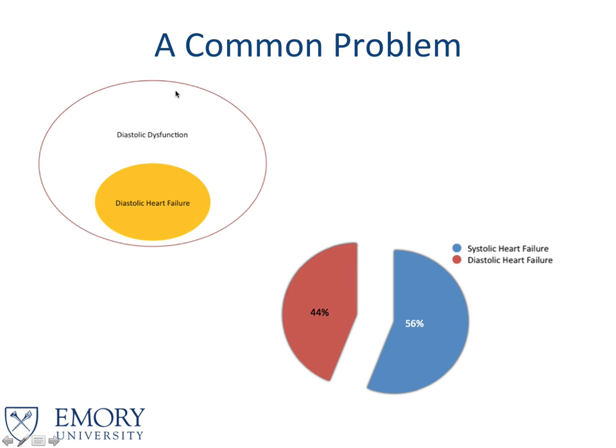So, it's a common problem. Notice that diastolic heart failure is only a fraction of diastolic dysfunction. And notice that systolic and diastolic heart failure have near equal sizes of the pie in terms of prevalence of heart failure. So if you see a heart failure patient, chances are it's a coin toss about whether or not their ejection fraction is normal.